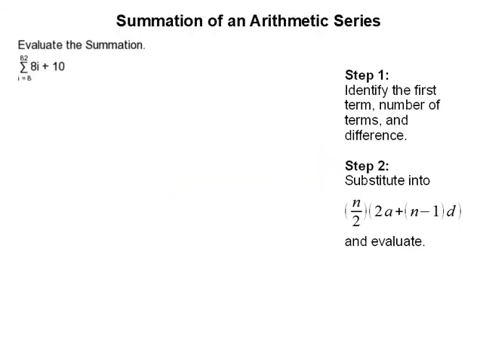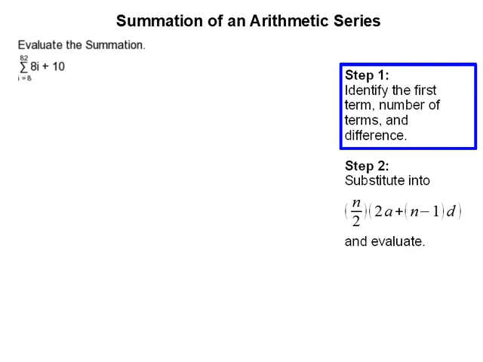Summation of an arithmetic series. In this problem, we are going to find the summation of this arithmetic series. And we are given 8i plus 10, and i starts at 8 and goes all the way up to 82.